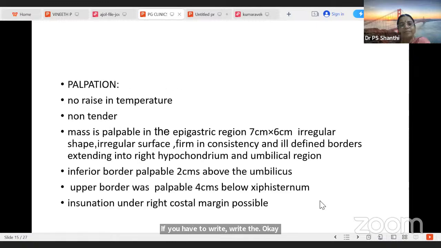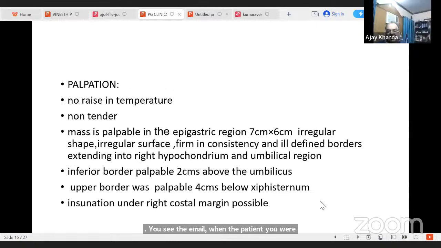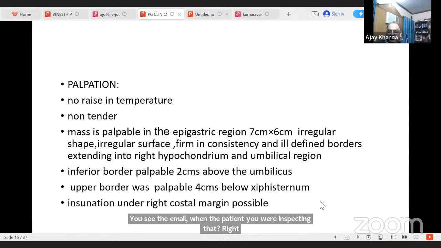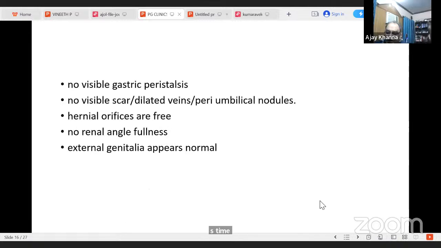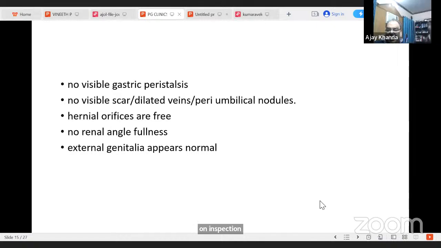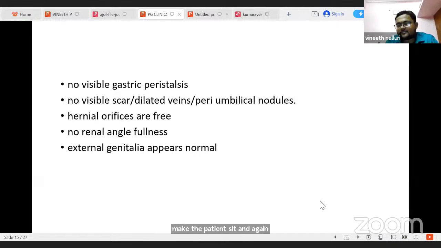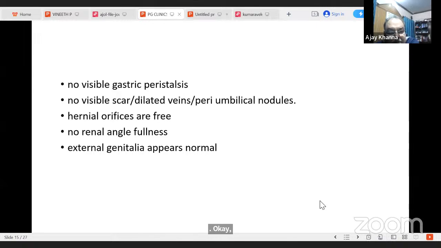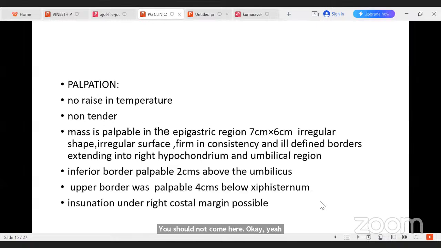See the renal angle. When you were examining this patient, you were inspecting the patient in the supine position. How did you see the renal angle on inspection at this time? Did you make the patient sit and again lie down? No, sir. So it should not come here. Yes, sir. Okay. Yeah, go ahead.